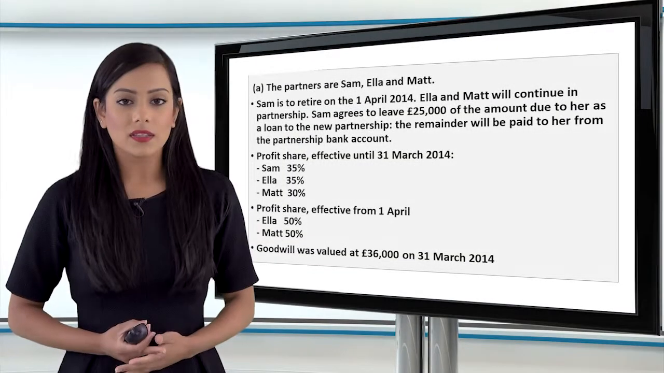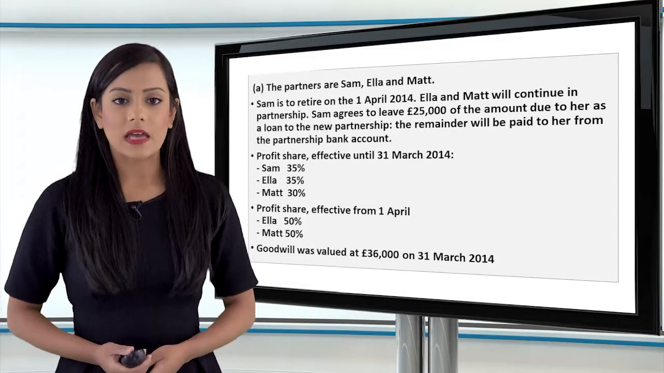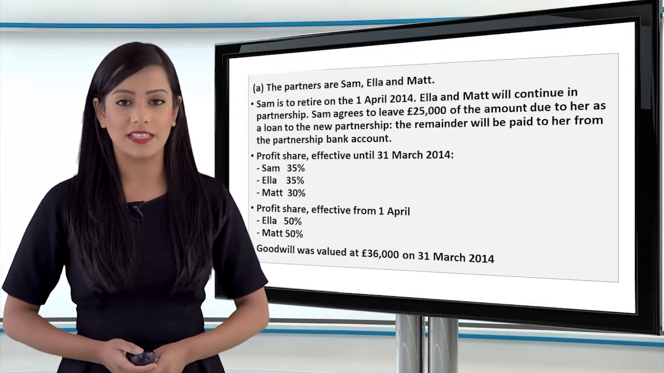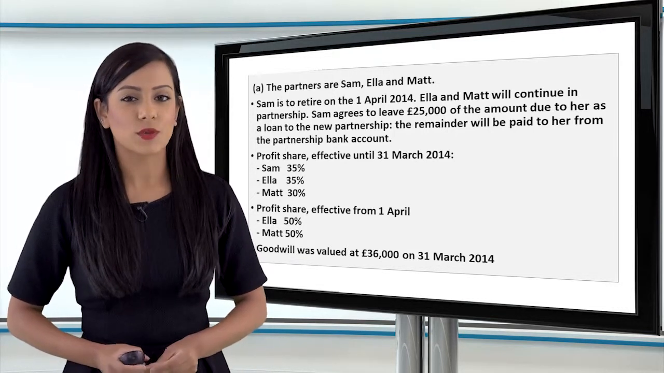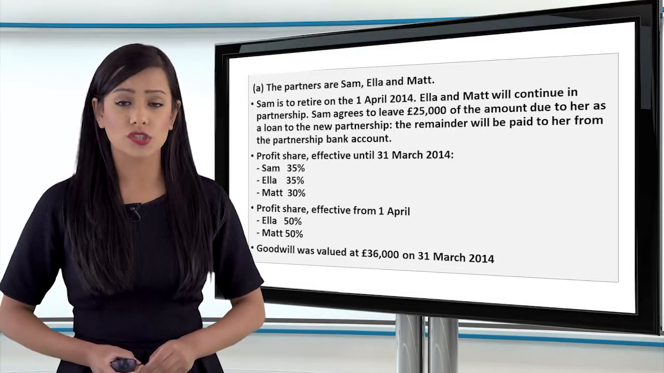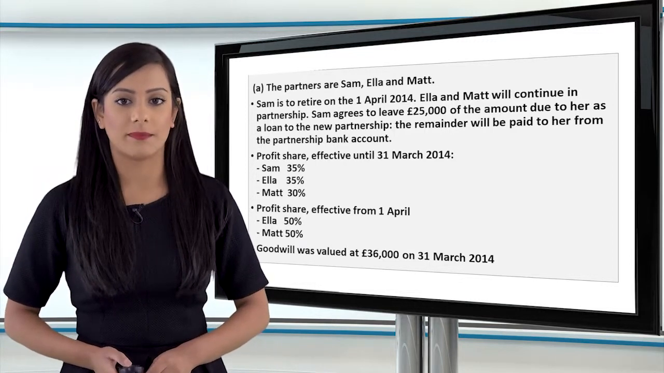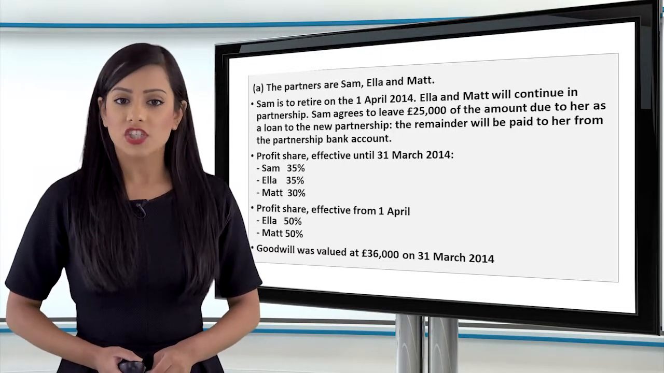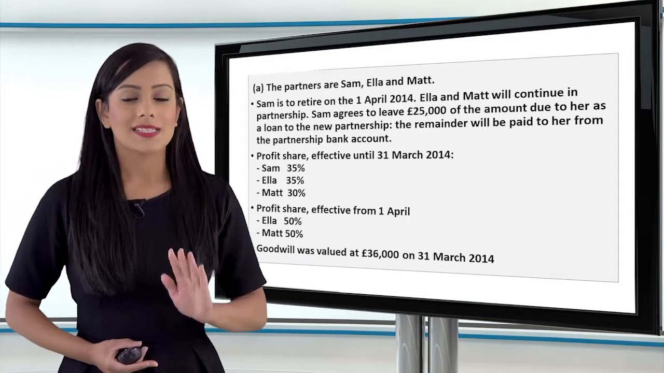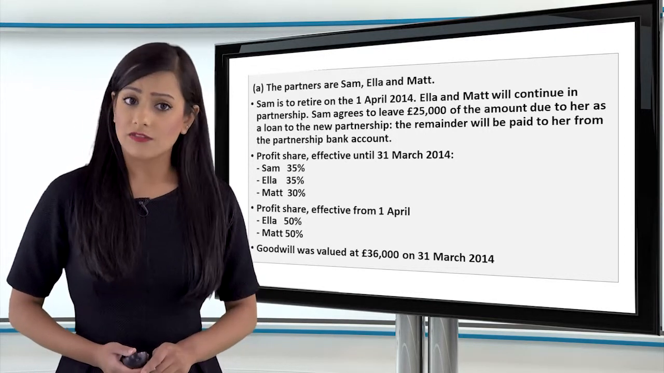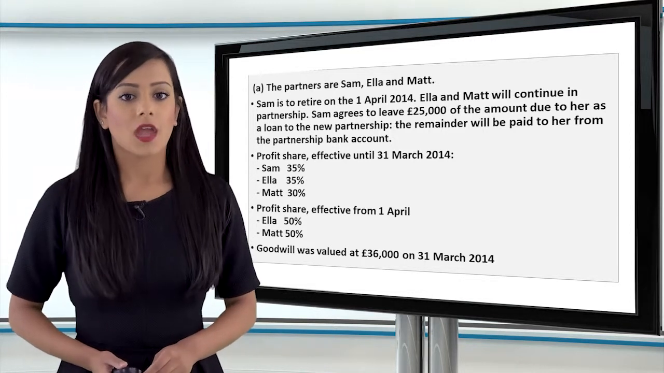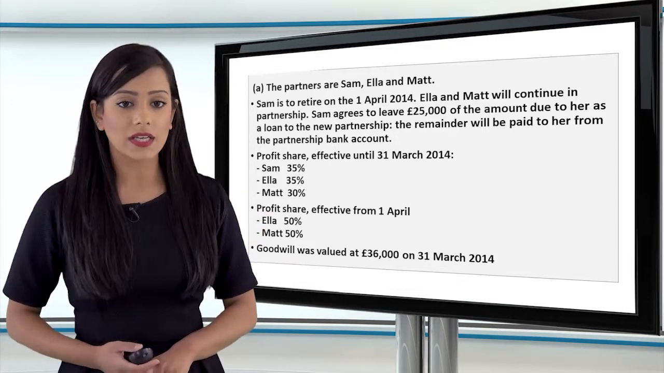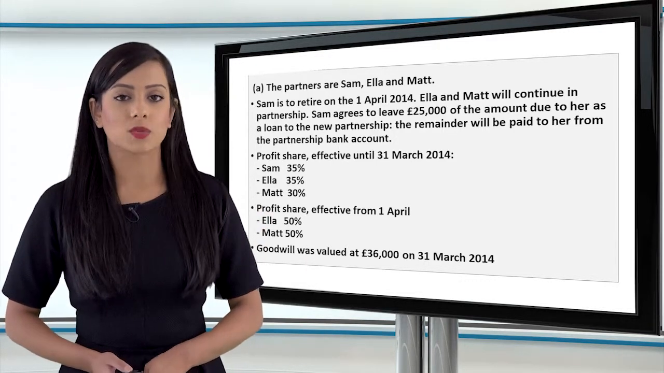So they are. The partners are Sam, Ella and Matt. Sam is to retire on the 1st of April 2014. Ella and Matt will continue in partnership. Sam agrees to leave £25,000 of the amount due to her as a loan to the new partnership. The remainder will be paid to her from the partnership bank account. The profit share effective until the 31st of March: Sam is 35%, Ella is 35% and Matt is 30%. The profit share effective from the 1st of April, so this is after Sam has retired, Ella will get 50% and Matt will get 50%.